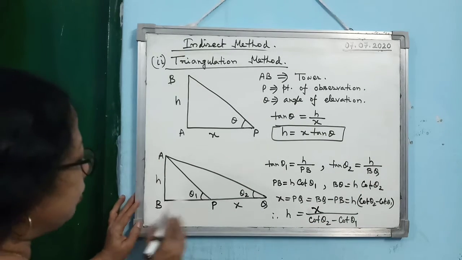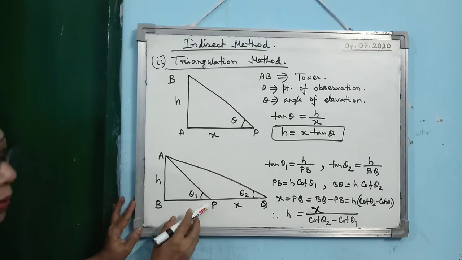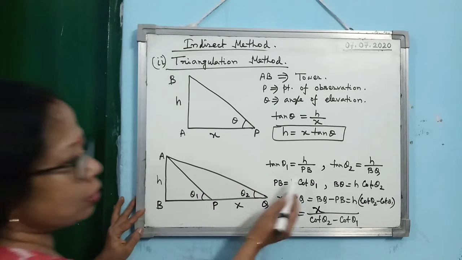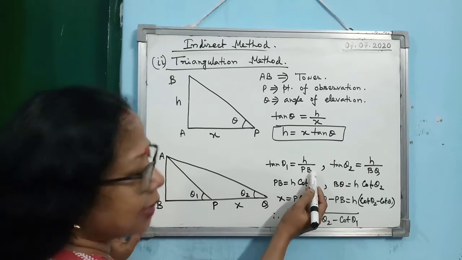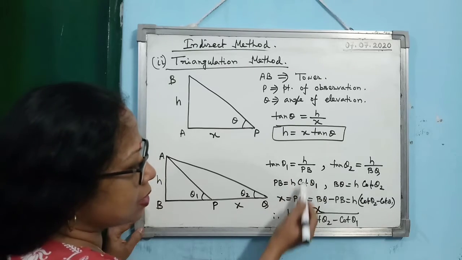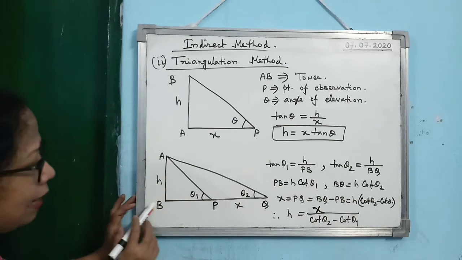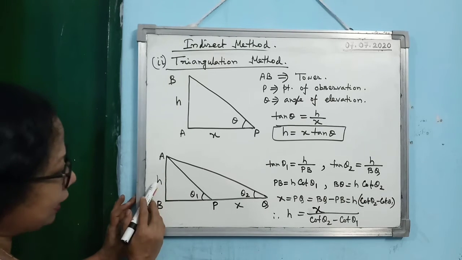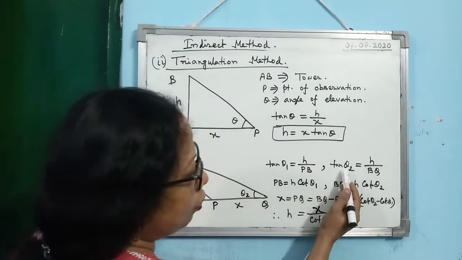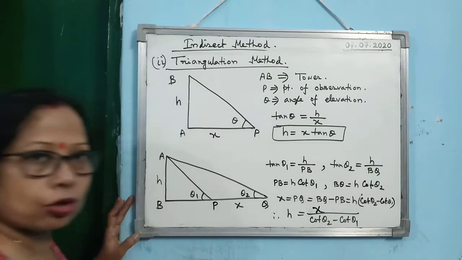So what is the simple mathematics? Just follow. If you consider the triangle ABP, in triangle ABP, h by PB is equal to tan theta 1. So PB will be h by tan theta 1. Now 1 by tan theta 1 is cot theta 1, so you can write PB is equal to h cot theta 1. Then come to the bigger triangle ABQ. In ABQ, h by BQ is equal to tan theta 2. So BQ will be h by tan theta 2, and h by tan theta 2 is equal to h cot theta 2.